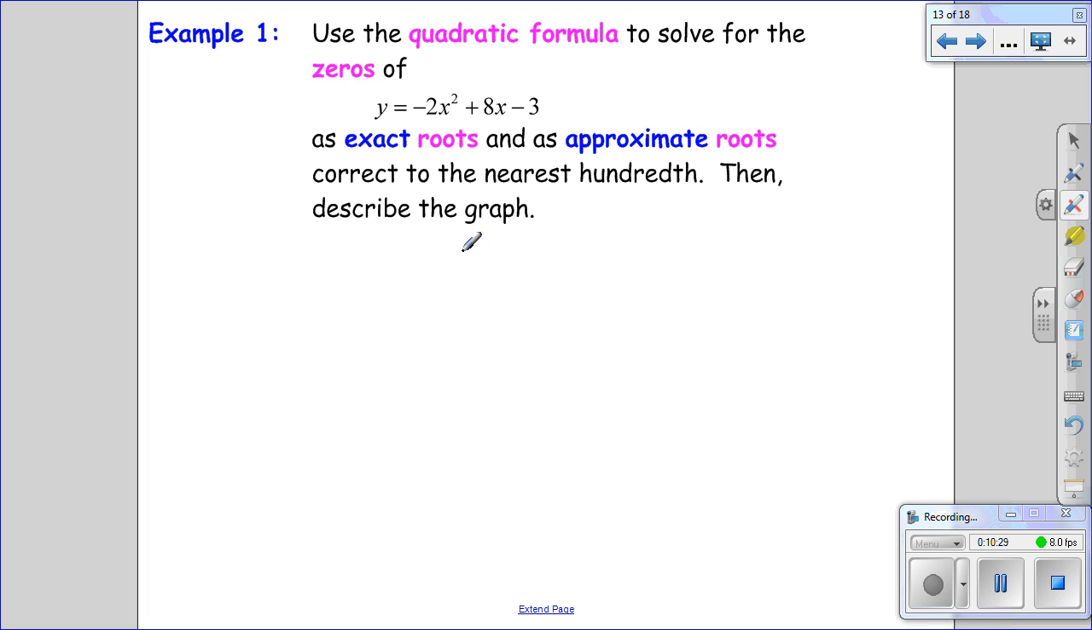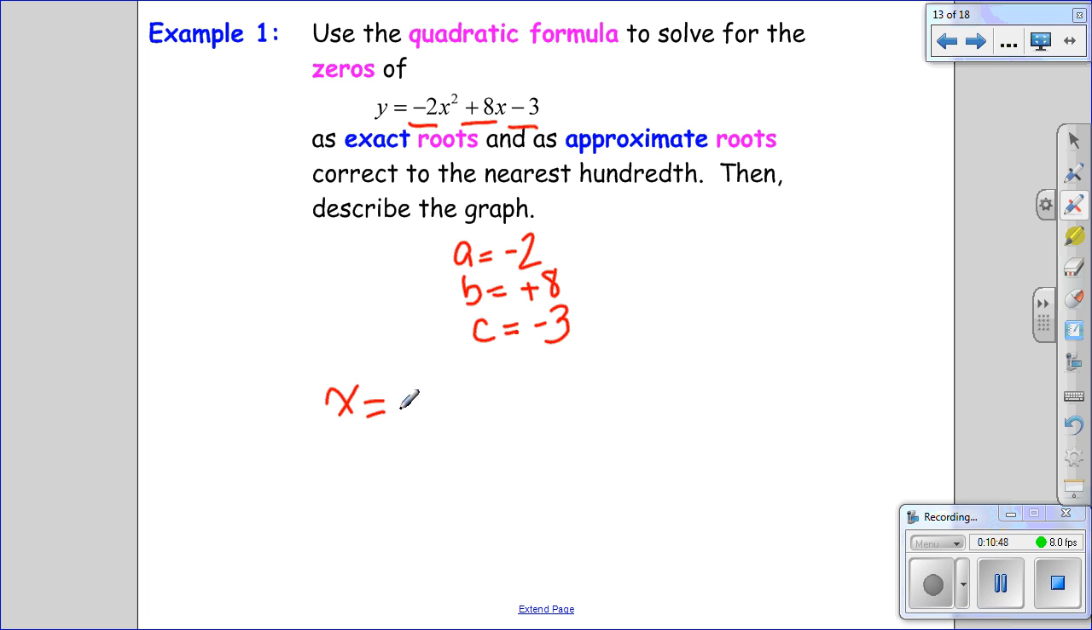Okay? So we're going to use the quadratic formula. The first thing I need to do is identify a, which is negative 2, identify b, which is positive 8, and identify c, which is negative 3. Okay? Then I'm going to start by writing my quadratic formula.